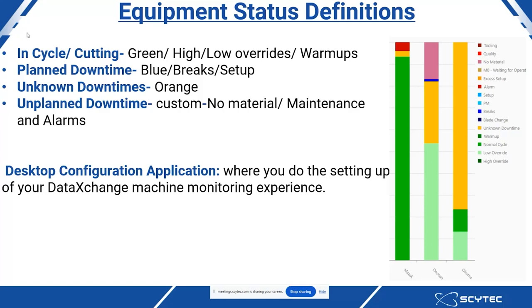Now, off the cuff with data exchange, we kind of have things categorized with our in cycle and cutting statuses being in shades of green, and that also applies to high and low overrides as well as warm-ups. Planned downtimes are in shades of blue, and those could be something like a break or a machine setup. Unknown downtimes are in shades of orange. And then unplanned downtimes, such as things like maintenance or an alarm, those are custom. You guys can define those as well.